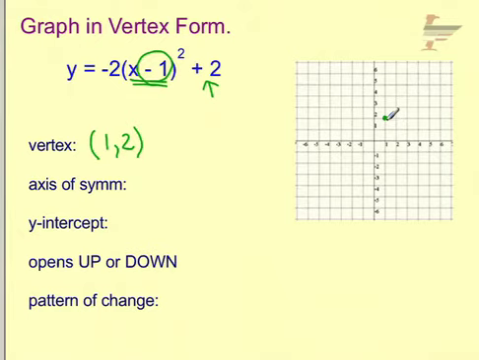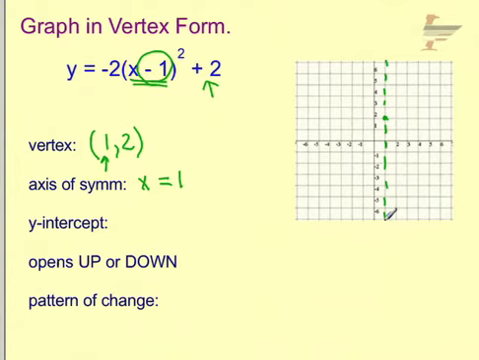Axis of symmetry, remember, we have to write it as a vertical line, so x equals, and then whatever the x is in our vertex, so x equals 1. And I can draw that line all the way down.